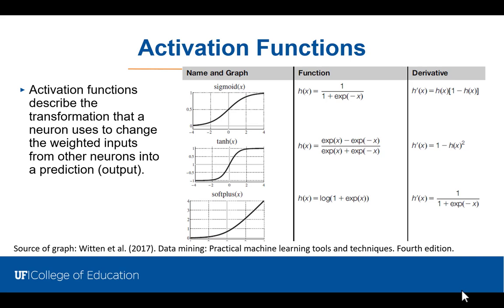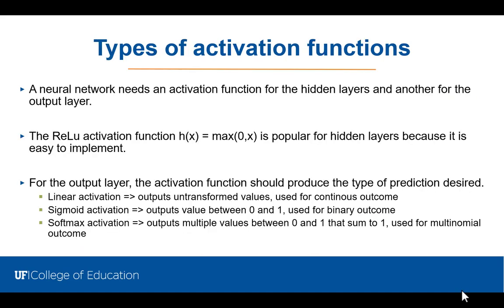So these are some examples where you have the graph for it, the sigmoid, tanh, and softplus, the actual function, and the derivative that's used for gradient descent. Now, you need two activation functions for a neural network. You need to set up an activation function for the hidden layers and another for the output layer.